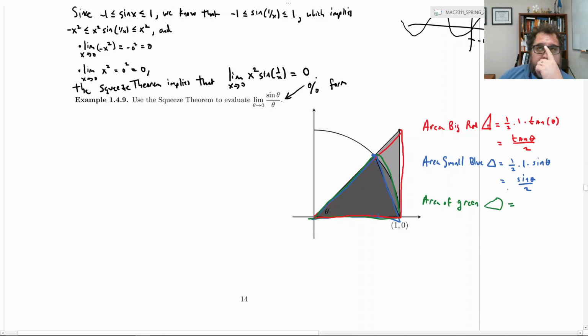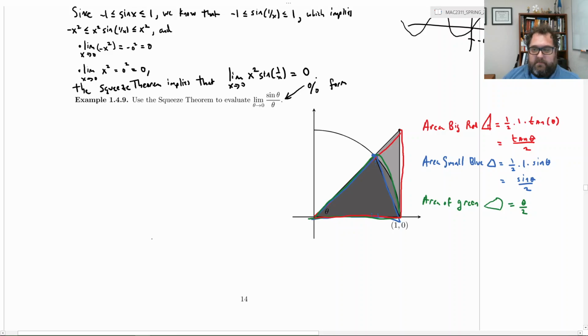Now, there's a formula from trig. If you had trig recently, you might remember this. It is r squared, the radius squared, times theta over 2. Hopefully. We'll see if this works out in a few minutes. Now, what's r squared? Well, it's a unit circle, so the radius is 1. So r squared is just 1 squared, and r squared theta over 2 just reduces to theta over 2. Now, we can write our inequality. This is the part of the squeeze theorem that we really need.